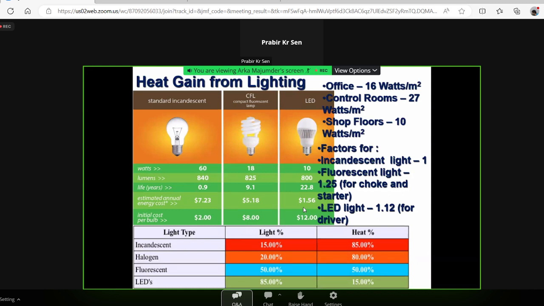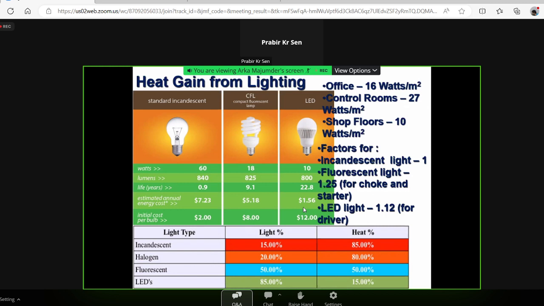So for the same amount of lighting, for incandescent light you consider heat load as 60 watt. You consider 22.5 as heat load for CFL. And for LED light, for the same amount of lighting, you use just a 10 watt load. But in LED light also, at the bottom of the bulb there is a driver, an electronic circuit, which again consumes about 12% of extra energy. So multiply that by 1.12, so 11.2 watts.